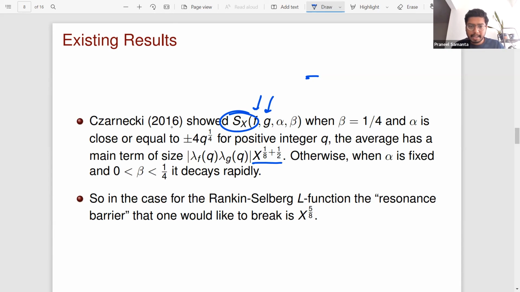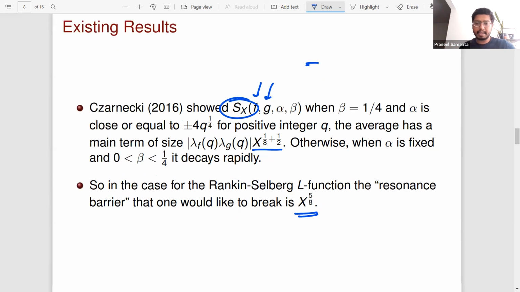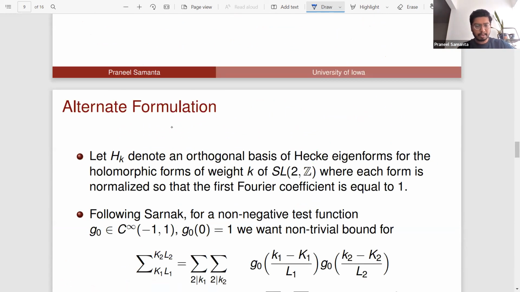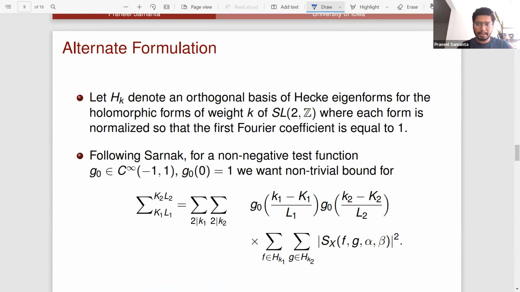He showed that the main term of this is bounded by x raised to 1/8 plus 1/2. So for somebody who is working on these S(X) for Rankin-Selberg functions, what we call the resonance barrier that one would like to break is this x raised to 5/8. This is one of the ultimate goals of these kinds of projects. The talk is going to get more and more technical with time, but we'll see how far we can go. We have 7 minutes of time.